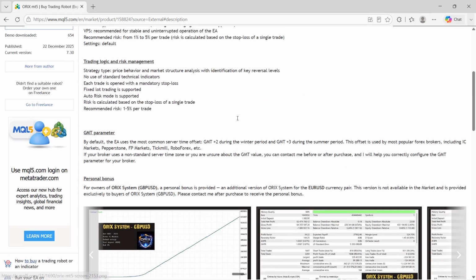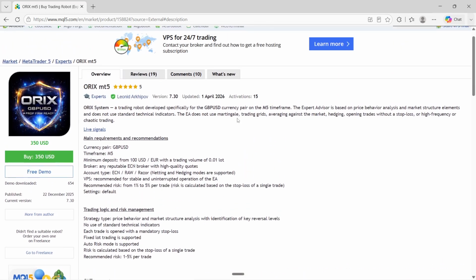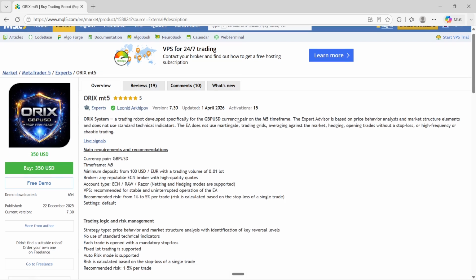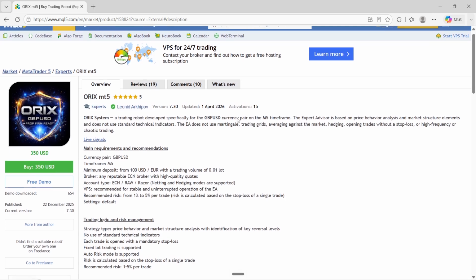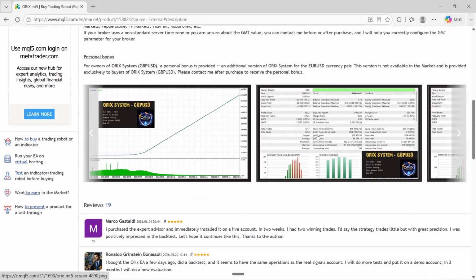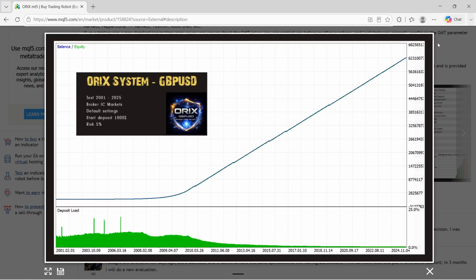The recommended setup is GBPUSD on the M5 time frame on a reputable ECN/raw broker. Minimum deposits from $100 for 0.01 lots and a VPS for stable operation. Default settings are the starting points. All right, so we have some screenshots. You can see how the equity curve looks. Pretty smooth. Can see pretty decent movements towards the upside.